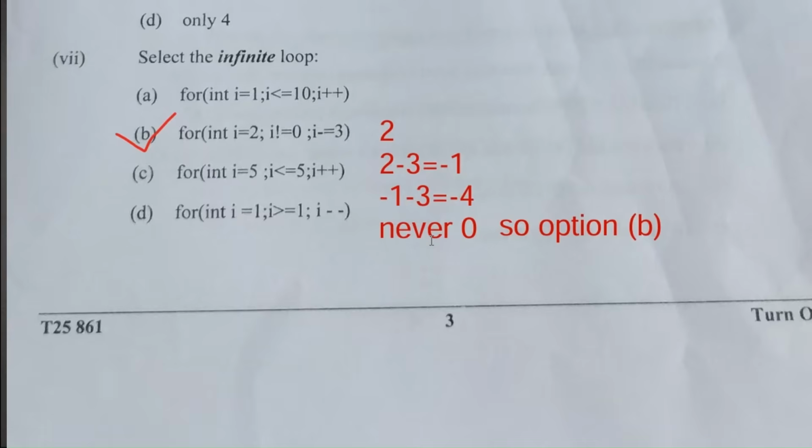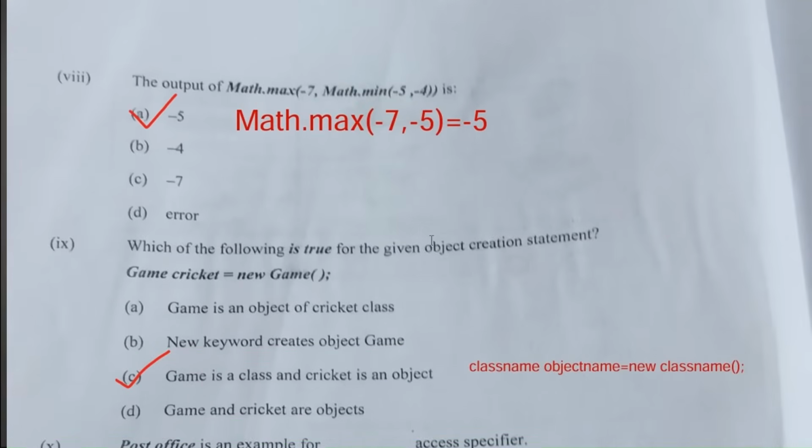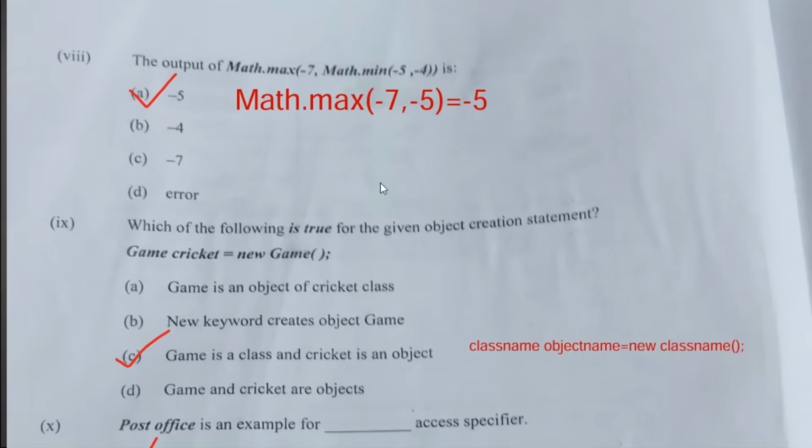Now, let's move to question number 8. Math.max(-7, Math.min(-5, -4)). First, solve Math.min(-5, -4). The minimum value between -5 and -4 is -5. Now, evaluate Math.max(-7, -5). The maximum value between -7 and -5 is -5. So, the final answer is -5.